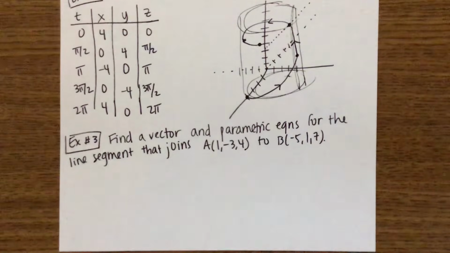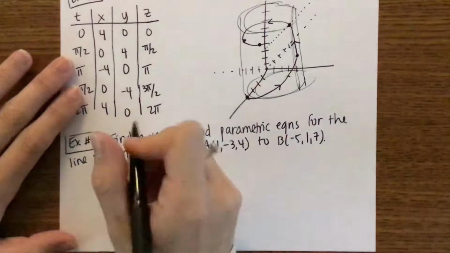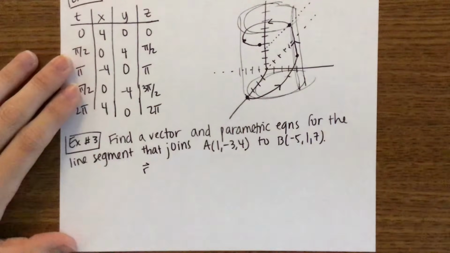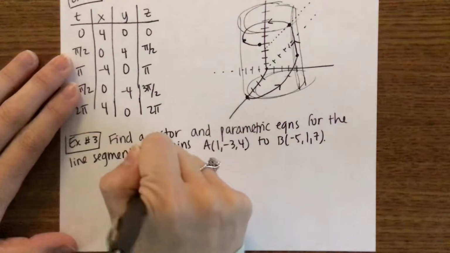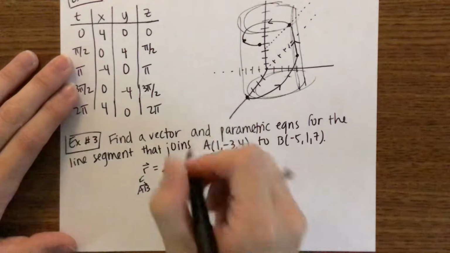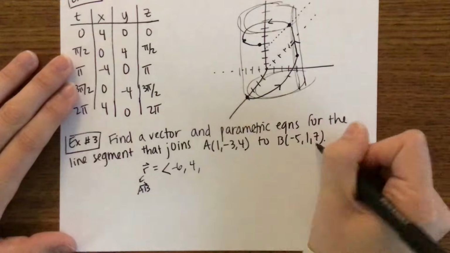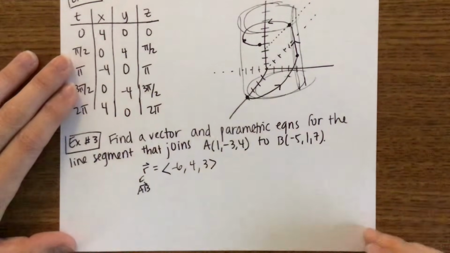Okay, so we did this last chapter. We talked about if you're writing the equation of a line, this is a segment, but it's the same idea. You need a vector parallel to your line, and you need a point. So we obviously have a point. We have 2 to choose from. How are we going to find the vector? Yeah, find the vector joining A to B. I'm going to call that vector R. So really what I mean is AB. -5 minus 1 will give us -6. 1 subtract -3 is going to give us 4. 7 subtract 4 is going to give us 3.